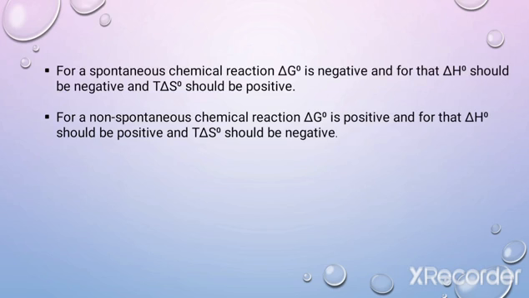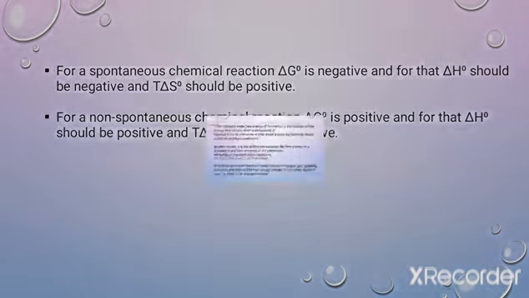For a non-spontaneous reaction, the value of delta G naught is positive, and for that the value of delta H naught should be positive and the value of T delta S naught should be negative.